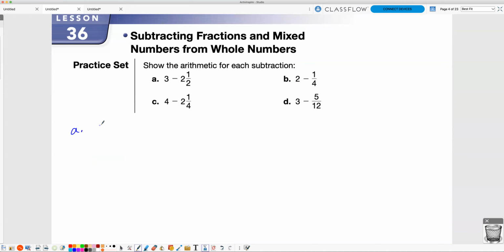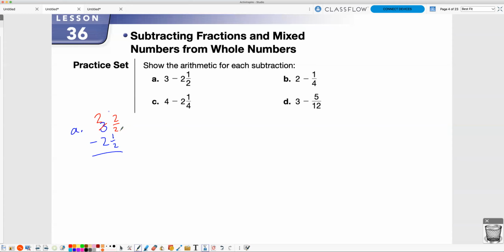All right, for letter A, here's what I want to do. I want to set this up: 3 minus 2 1/2. I'm going to write it like this, but I have to recognize there is no value here to subtract, so I have to borrow. I'm going to borrow from this particular 3. That's going to become a 2, and then it's the same as 2 2/2. So I have 2 2/2 because there was a 2 here. So I'm making this 2 as well. And this has to be a 2 because it has to be the value of 1.